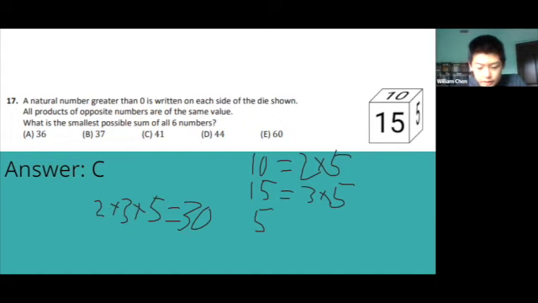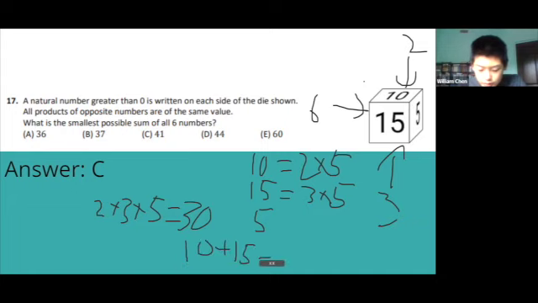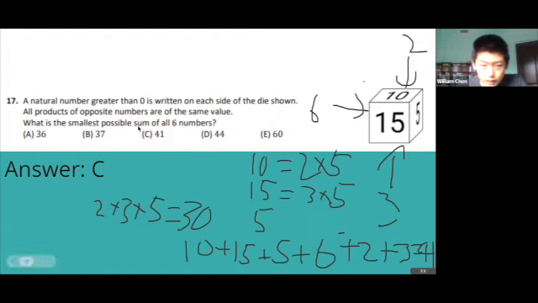If the sum of all 6 numbers is 30, then the number on the opposite face here is 6, the number over here is 2, and the number on the bottom is a 3. Therefore, the total sum is 10 plus 15 plus 5 plus 6 plus 2 plus 3. This number equals 41. So therefore, the answer is C.